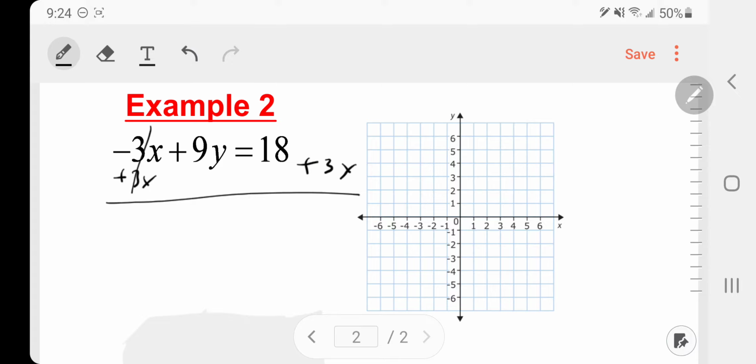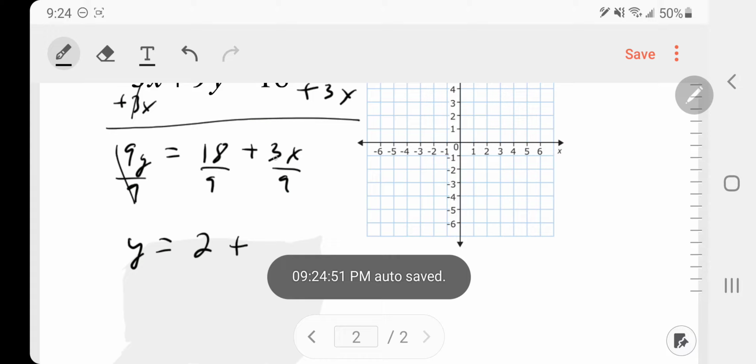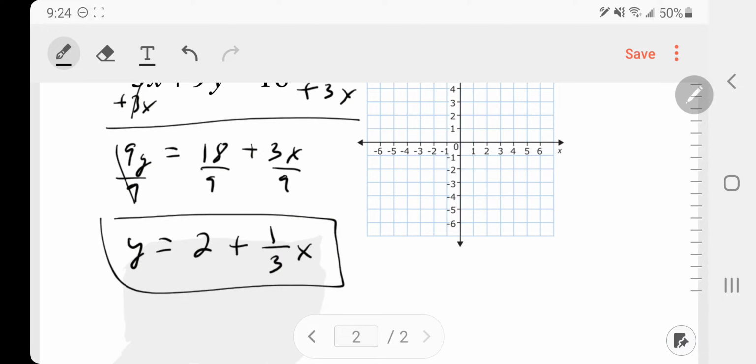So I'm going to go ahead and move my 3x to the other side. We get 9y equals 18 plus 3x, and then divide everything by 9. I'm using inverse operations to get y by itself. So we get y equals 2, and then 3 over 9 reduces to 1/3 x. Then we can go ahead and just graph that equation.